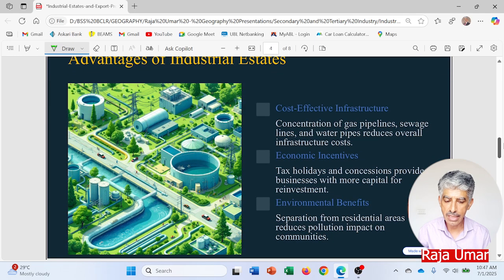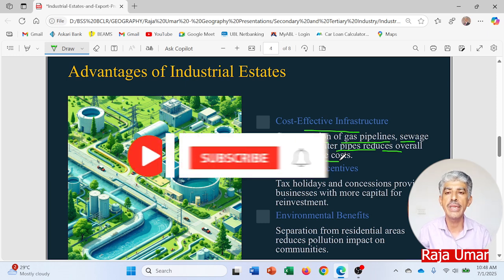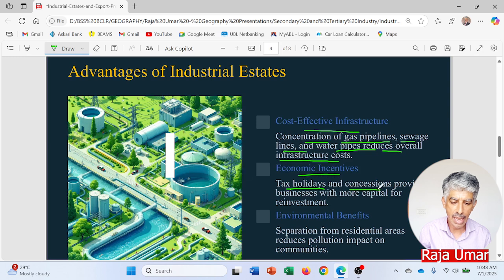Advantages of industrial estates, I mean, why the government gives this much facilities to the investors. Cost effective infrastructure, concentration of gas pipelines, sewage lines and water pipes reduces overall infrastructure cost. I mean, once digging is done and all pipelines are laid down, it leads to the decline in the construction cost of that area. Then the economic incentives, tax holidays and concessions provide businesses with more capital for reinvestment.